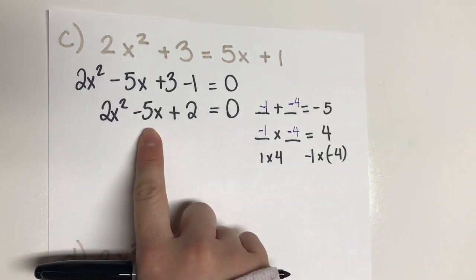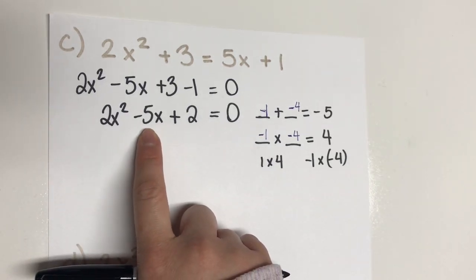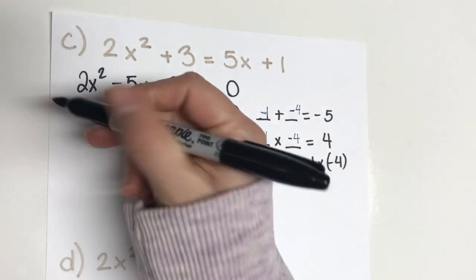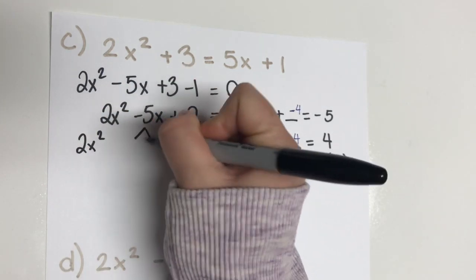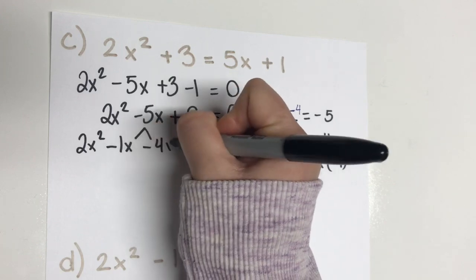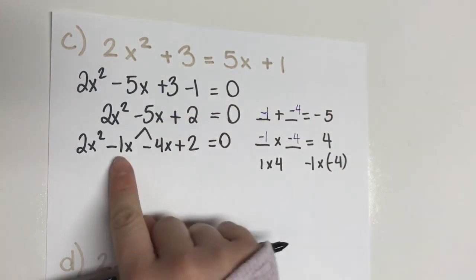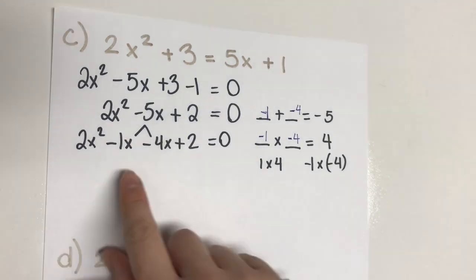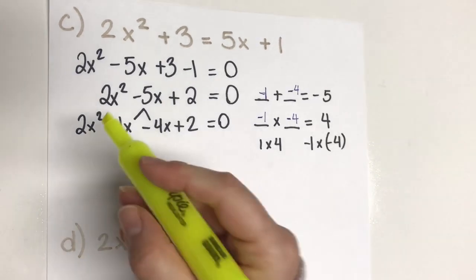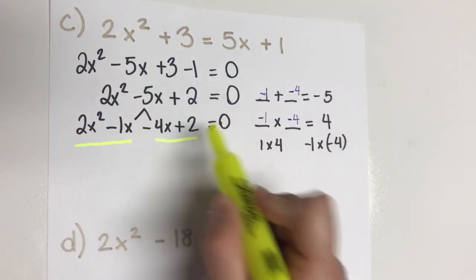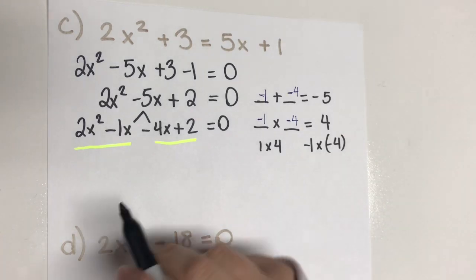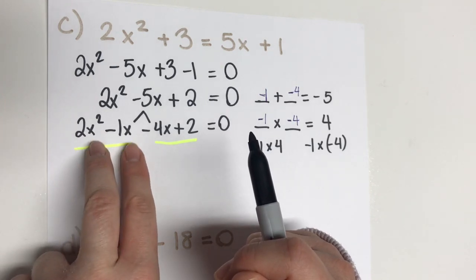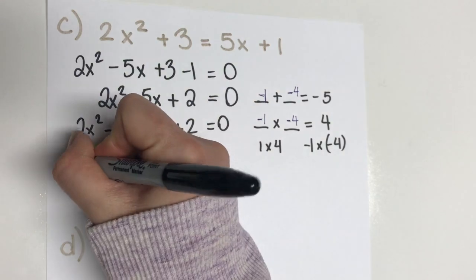So I'm going to split or decompose the middle term, and instead of negative 5x, I'm going to write negative 1x and negative 4x. And you don't need to put the 1 here. I'm just putting it there to make it easier for you guys, but you can just write negative x. Now I'm going to factor this group here and this group here. I'm going to common factor. So 2x squared and negative x, the only thing that they have in common is that they each have at least 1x. So that's what I'm going to factor out.